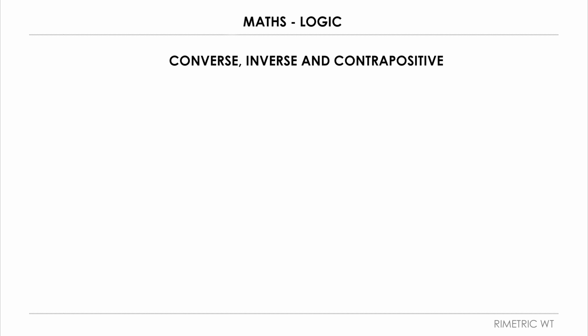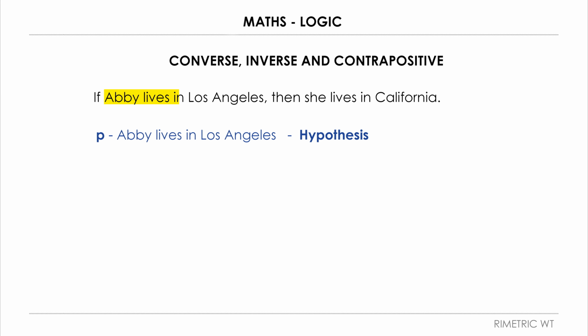Now, I have a statement here on our screen. If Abby lives in Los Angeles, then she lives in California. Before we dive into the math, I encourage you to pause the video and identify the hypothesis and the conclusion of this sentence. All right, let's look at this together. Our hypothesis, P, is Abby lives in Los Angeles, and our conclusion, Q, is she lives in California.